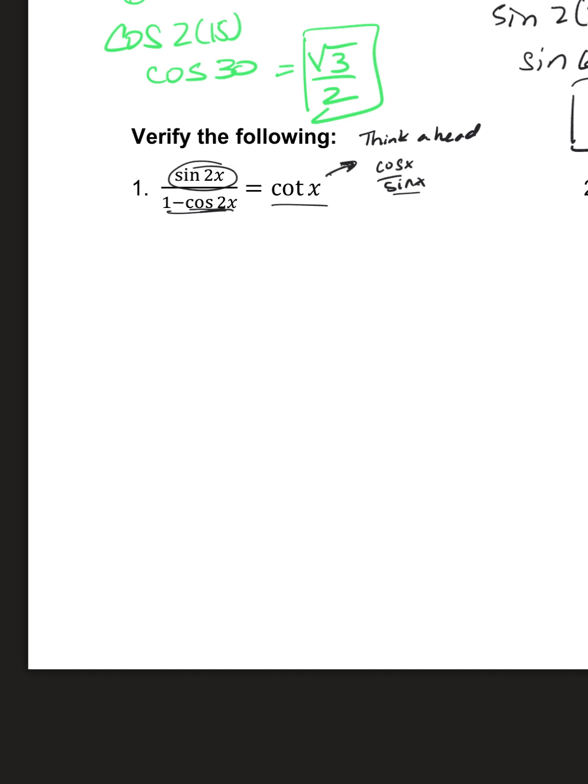I got to get rid of the double angle because I have no double angle over here. That's just an x. Right here's just an x. So I know that sine 2x is equal to 2 sine x times cosine x. Boom. 2's are gone. That double angle's gone. Now let's figure out what we want to do at the bottom.